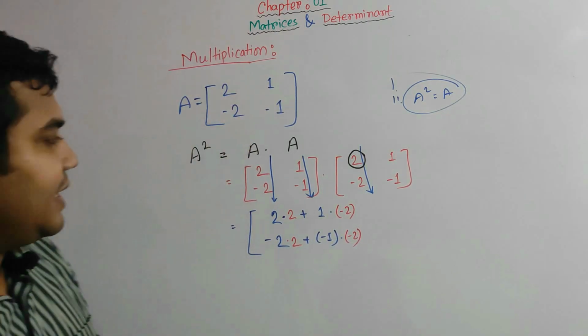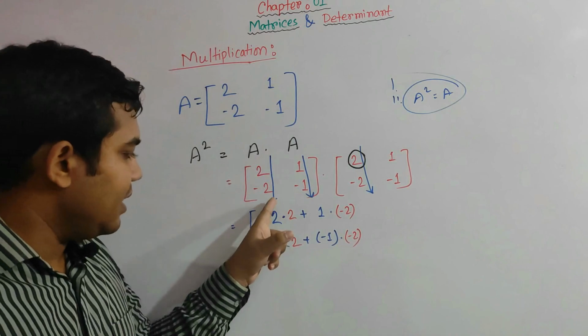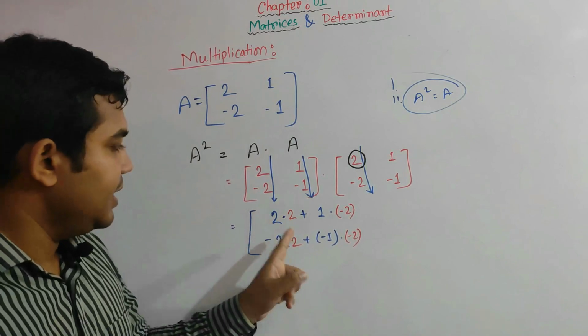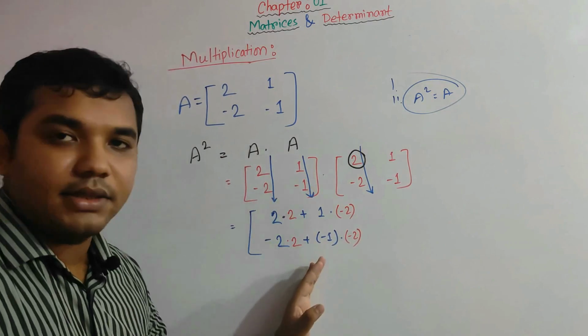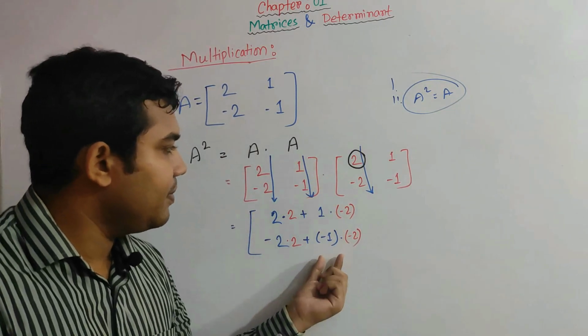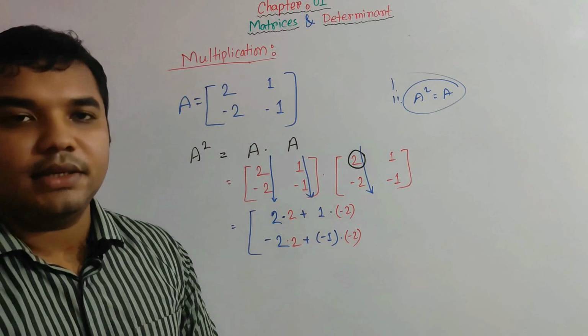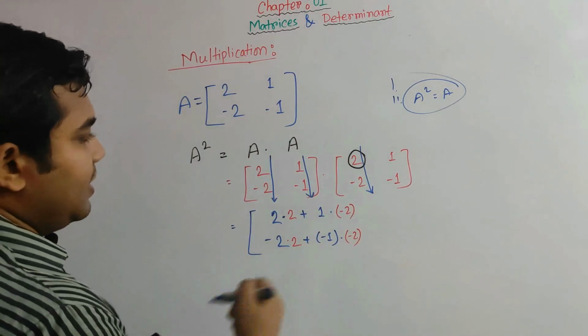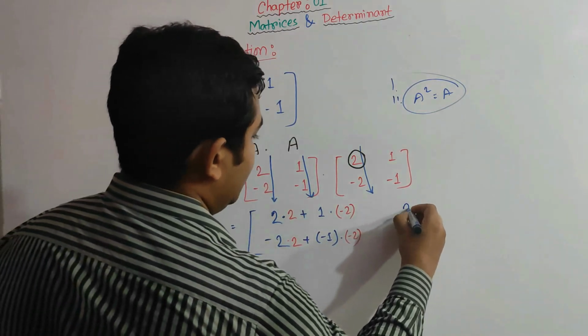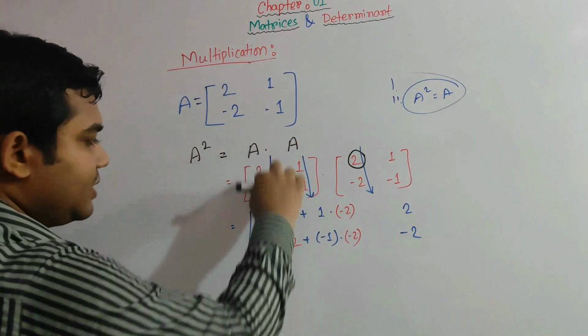Look at the board very carefully. Just write the column directly, then multiply with the first entry of this. Complete, take a plus, then write the second column and multiply with the second part of this first column. Then again write 2 minus 2, the first column.